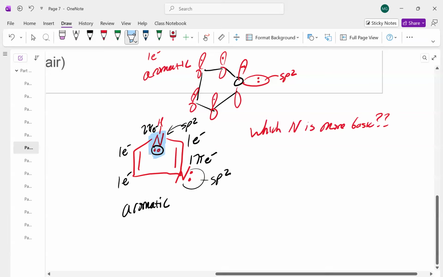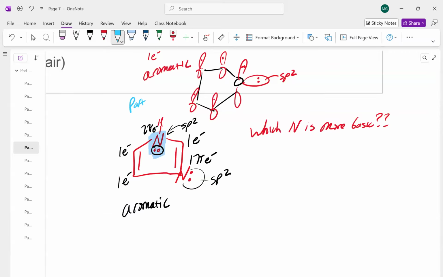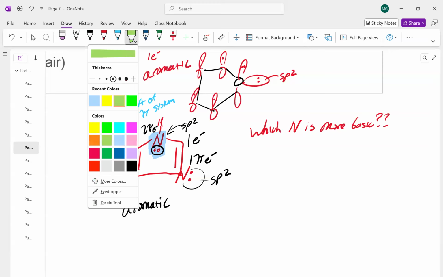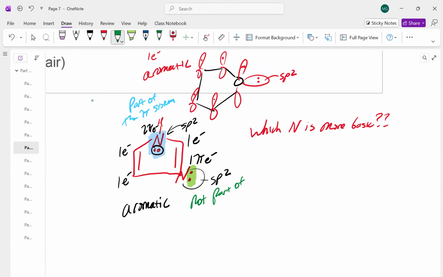This one at the top, this lone pair, as we said before, is part of the pi system. So it's kind of busy. It's busy being part of the pi system and not available to pull off hydrogens. This one here is not part of the pi system. So it's available to pull off protons.